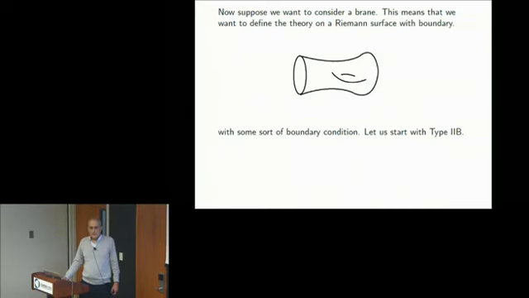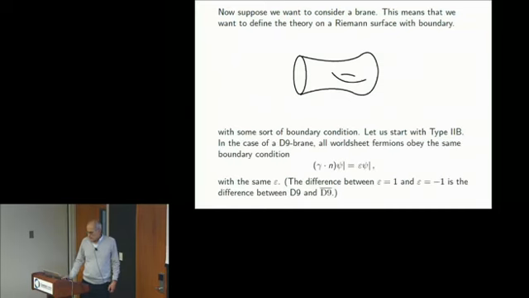Let's start with type 2b. In the case of a D9 brane, all worldsheet fermions obey the same boundary conditions with the same sign. The difference between D9 and D9 bar is whether the sign is plus or minus. So if you're not a string theorist and you don't know what a D9 brane is, it's just the obvious case where all the fermions have the same boundary condition. And string theorists consider both boundary conditions and call them D9 and D9 bar.